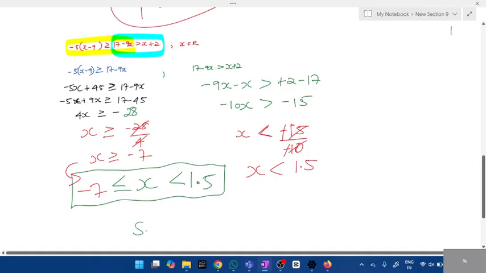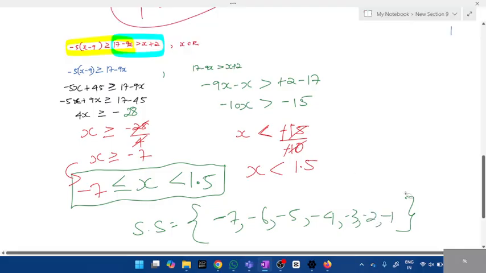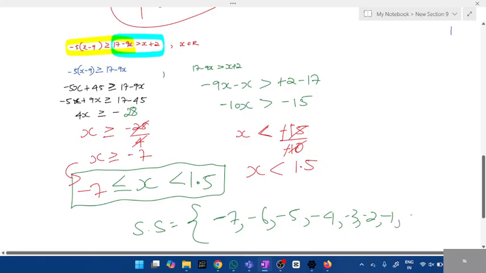Now tell me the solution set. Should I consider even minus 7? Minus 7, minus 6, minus 5, minus 4, minus 3, minus 2, minus 1. Then up to what number should I write? Up to what value, students? Up to 1. x belongs to real numbers.